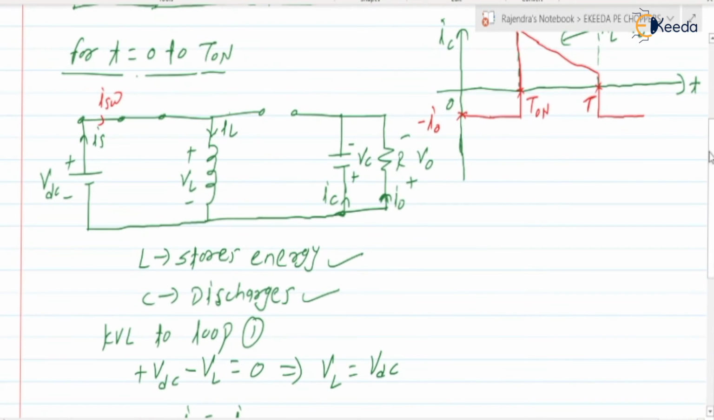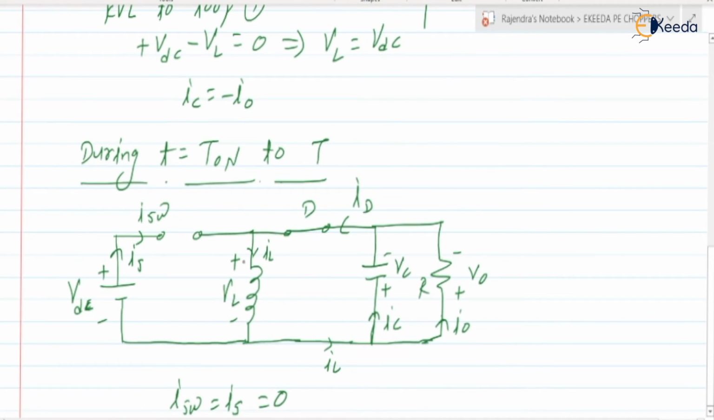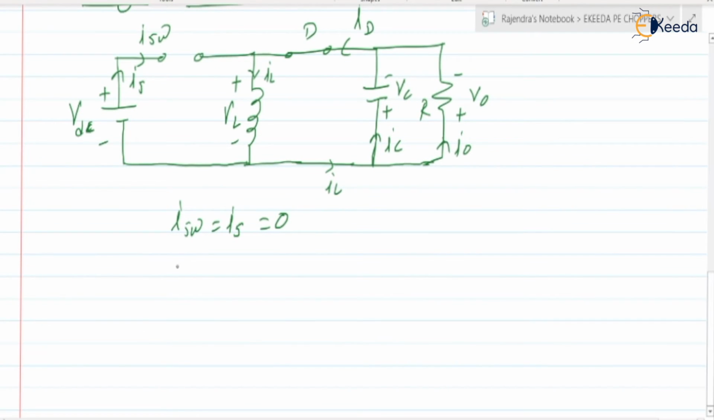So during this 0 to T on, what is ID? During 0 to T on, ID is equal to 0. I am writing here ID is equal to 0. Again, can we write IS, ISW, IL all are the same? Yes, IS is equal to ISW is equal to IL. Next, here the inductor is releasing the energy and the capacitor is charging. The inductor releases energy, the capacitor goes on charging.